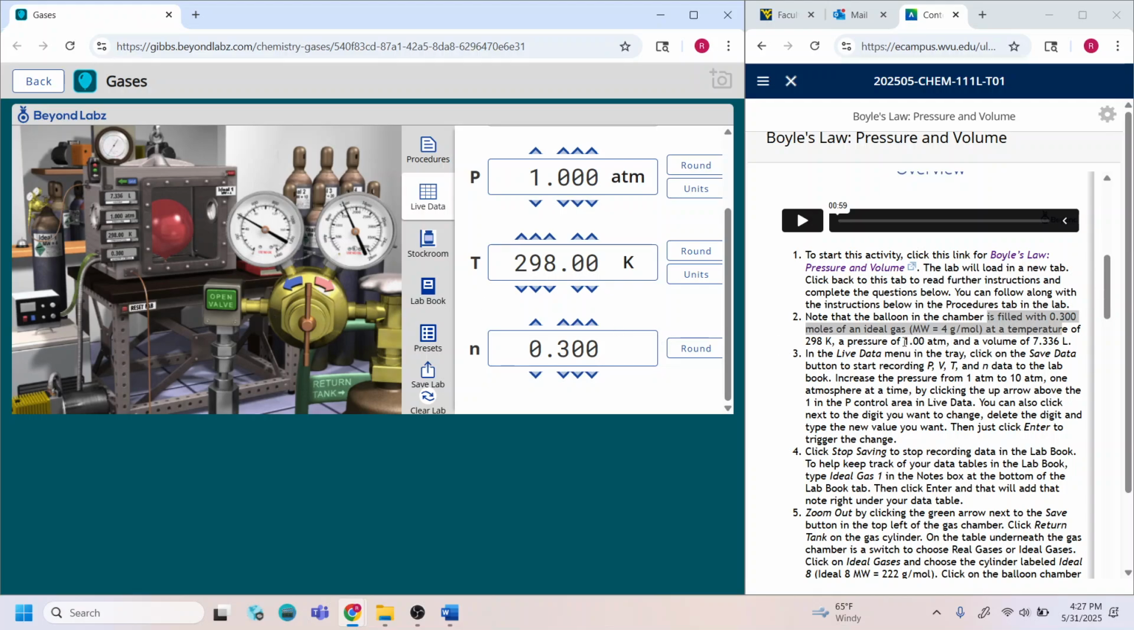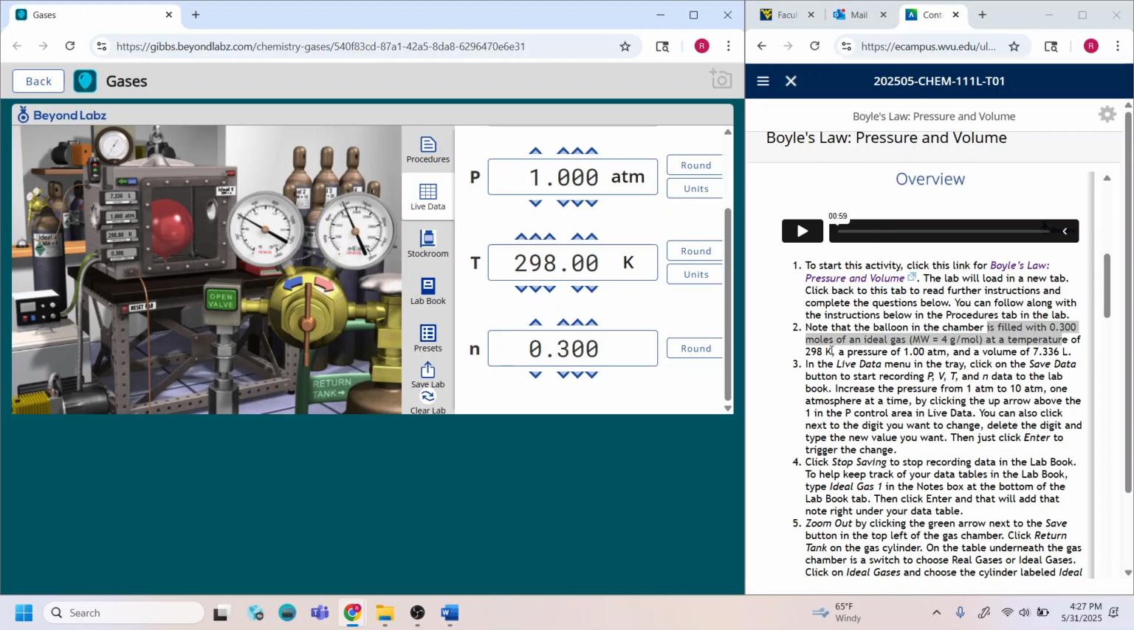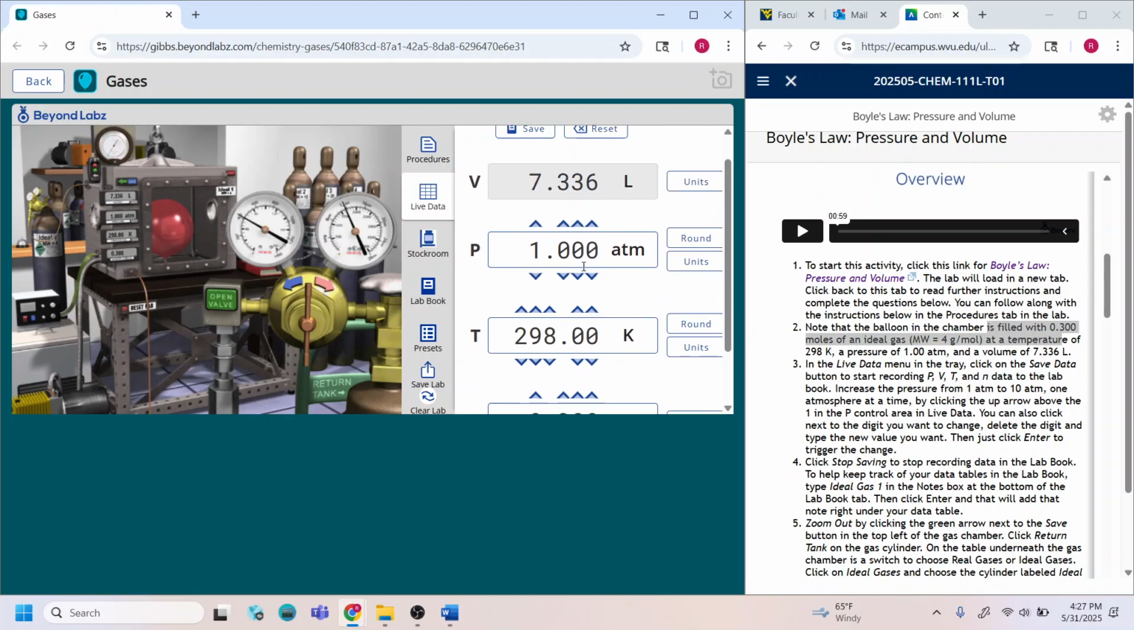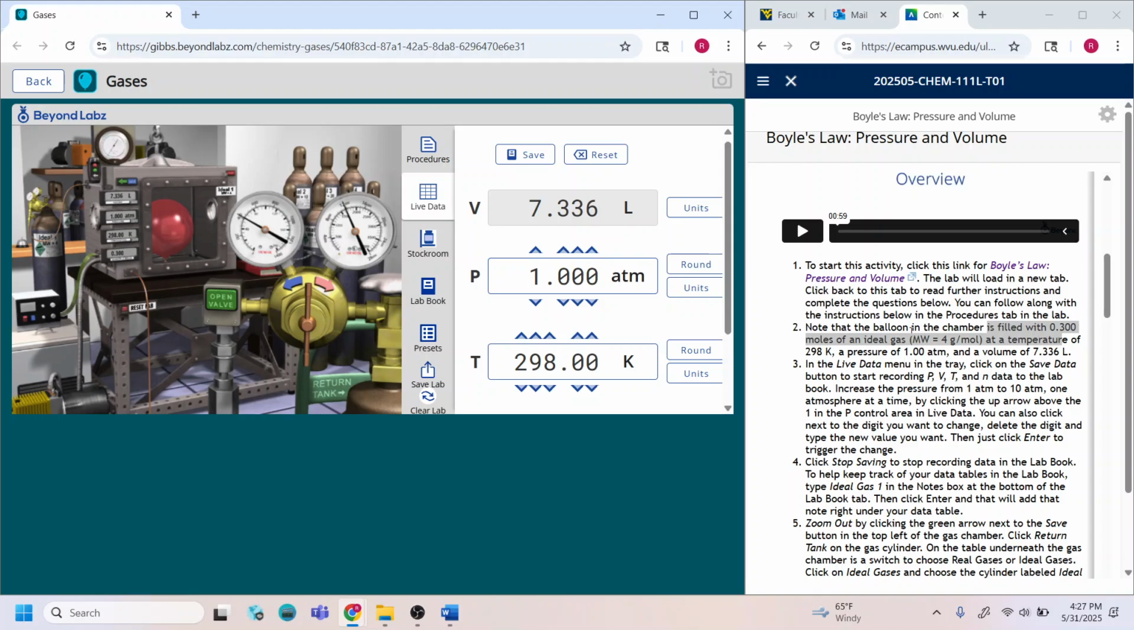Okay? And then it says that the pressure is 1 atmosphere. So it's going to set it for you at 1 atmosphere. And the temperature here says that it's 298, okay? And the volume is that much. So that is going to be the first one. We're going to go ahead and save the data in there.